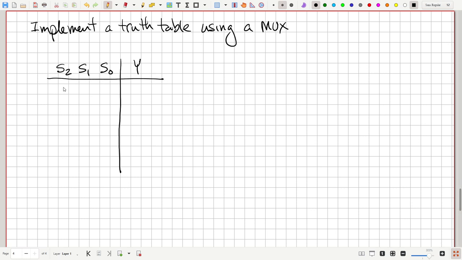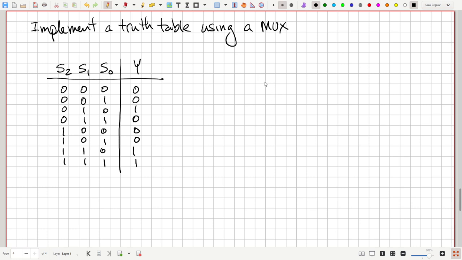So we just put in all our possible values, 0, 0, 0. We know that we're going to have 4 zeros in the S2 column, then 4 ones, and then 0, 0, 1, 1, 0, 0, 1, 1, and then 0, 1, 0, 1, 0, 1, 0, 1 will be all our possible values. Now suppose our truth table is 0, 0, 1, 0, 0, 0, 1, 1. Okay? Whatever it is.